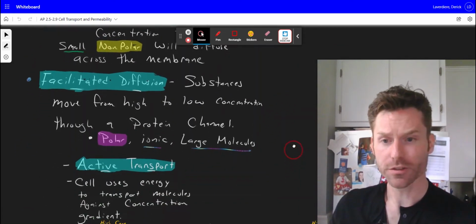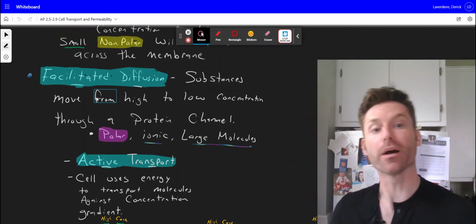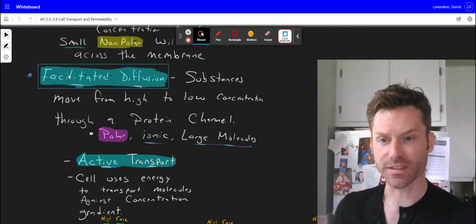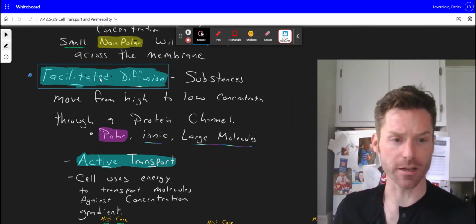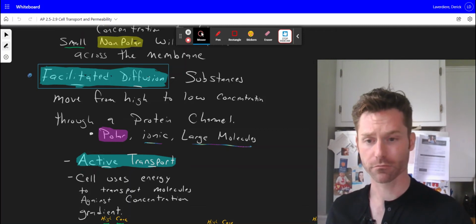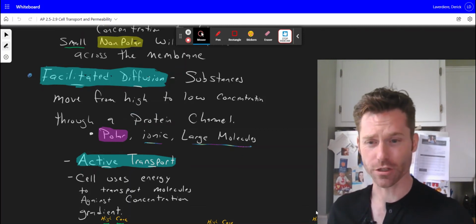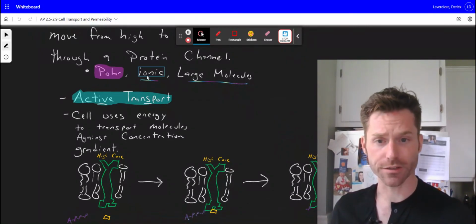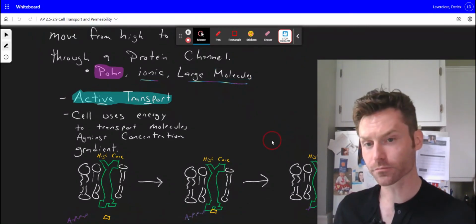When a molecule is moving through a protein channel, but still going from high to low concentration, we call that facilitated diffusion. To facilitate means to help. In this case, the protein is helping the molecule cross. Okay? Still doesn't cost the cell any energy. And this is good for polar substances, ionic substances, and large molecules.